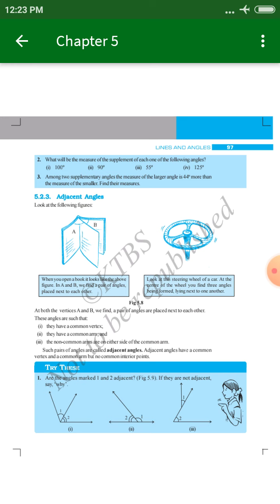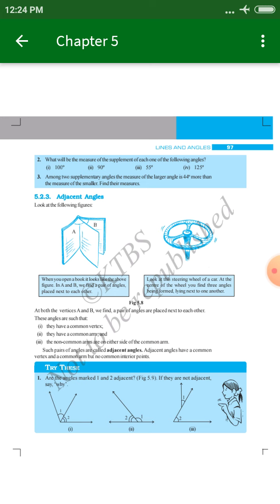So this is the lines and angles chapter. In your previous class we studied the definitions of different basic concepts: point, line segment, ray. Now you have also studied the types of angles, that is acute, obtuse, and right angles, and those are all the definitions you have studied.